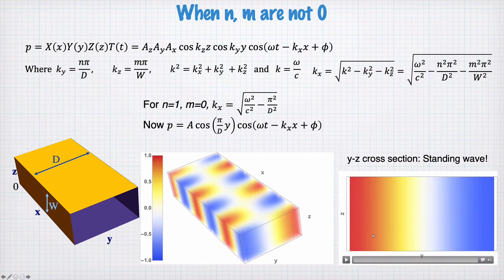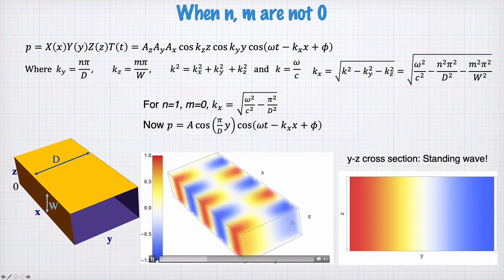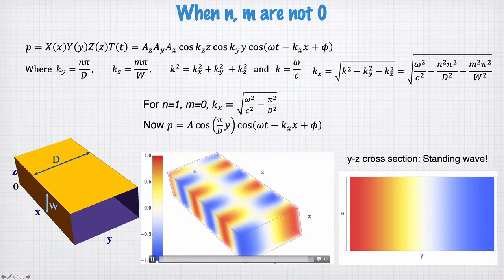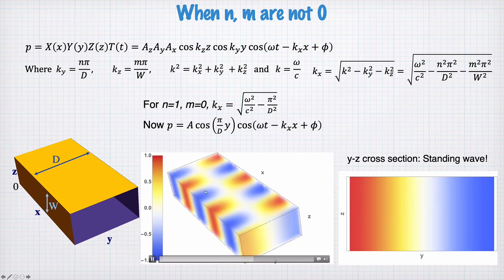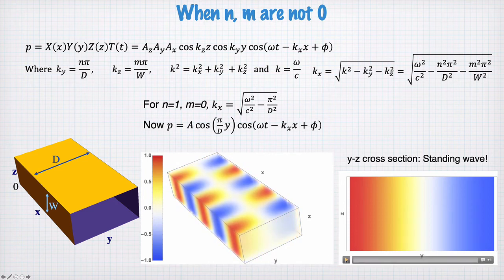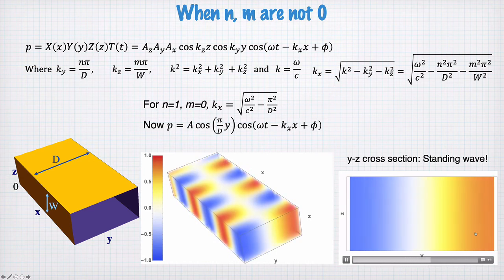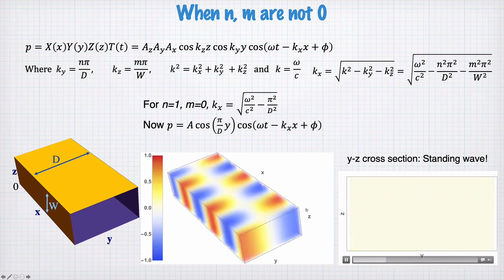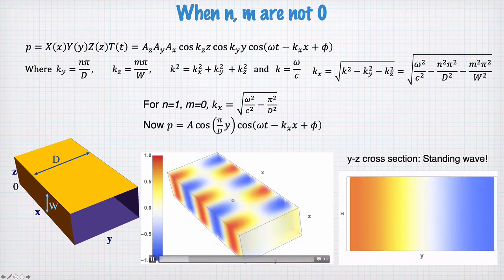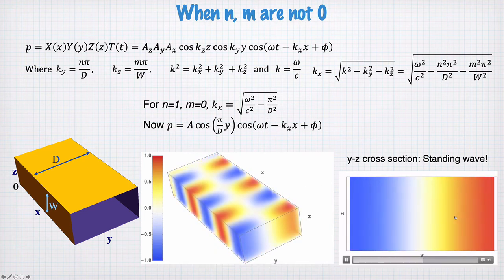And if we look now at a different solution, if we have n equal to 1 and m equal to 0, then we have a function now that has some dependence in the y direction. Now we have a standing wave in the y direction, and so we see a solution that looks like this, where we have a node down the middle of the waveguide and we have antinodes on the edge. If we look at a cross-section of any point along the x direction, so we take a cross-section at some point in x and take a cross-section through y, we see a standing wave in the y direction.